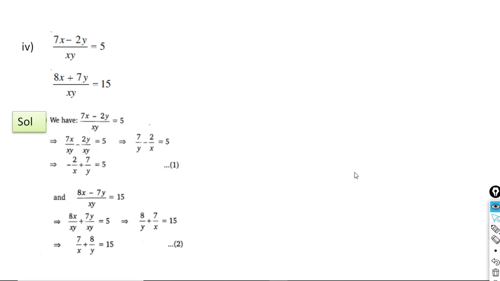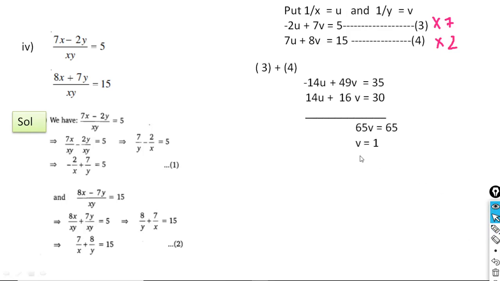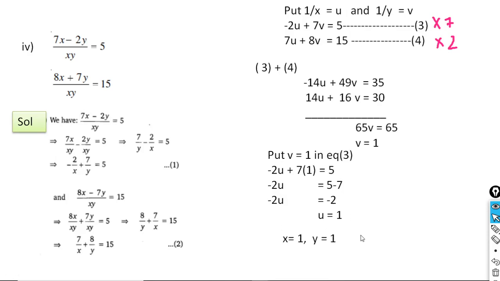In the next step, we'll substitute 1 upon x as u and 1 upon y as v. We get minus 2u plus 7v is equals to 5, and 7u plus 8v is equals to 15. First equation we are going to multiply with 7, and second we are going to multiply with 2, and then we perform addition. By adding them, we get v as 1, and the value for u we get as 1 by substituting in equation number 1. And finally, we have to find the value of x and y. So x is 1 and y is 1.